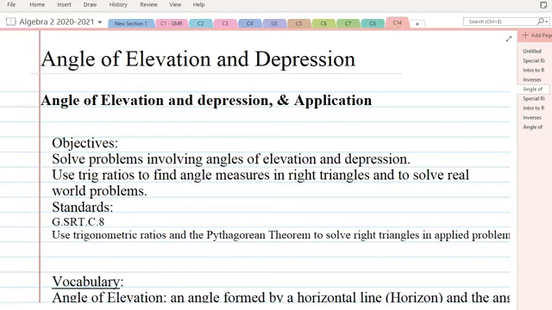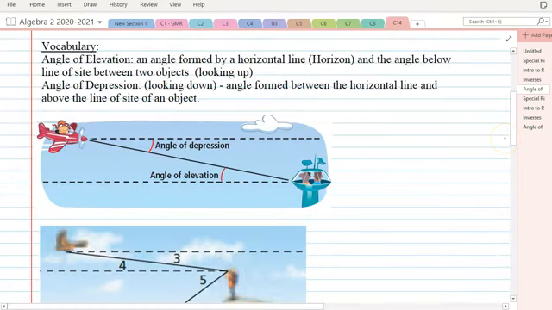Angles of elevation and depression. An angle of elevation is an angle formed by the horizon or horizontal line and the line of sight between the two objects. Basically, if you're looking up. The angle of depression is if you're looking down.